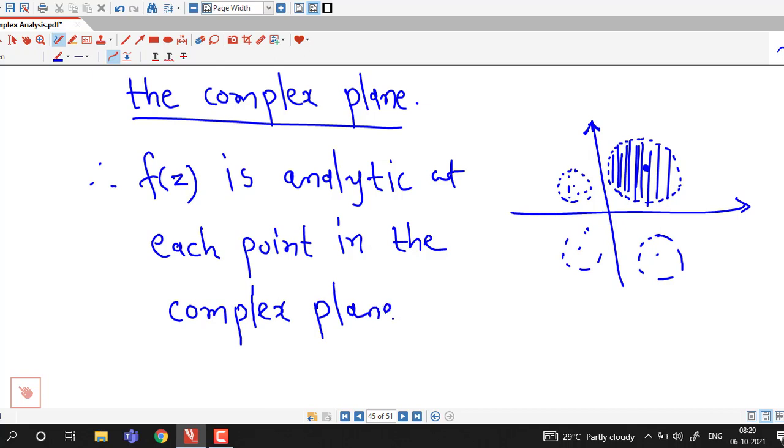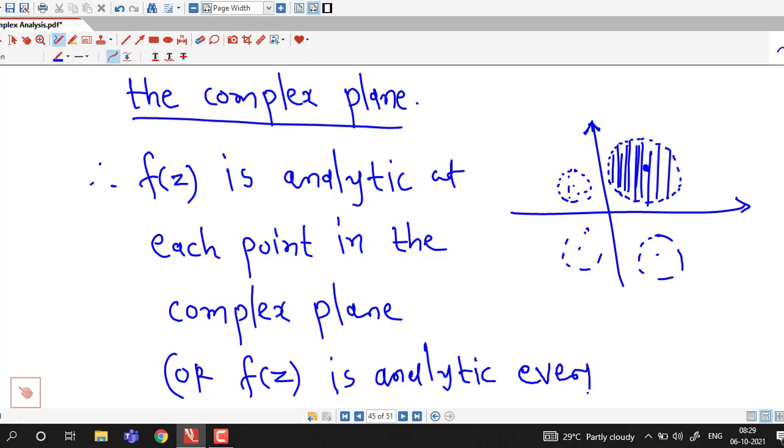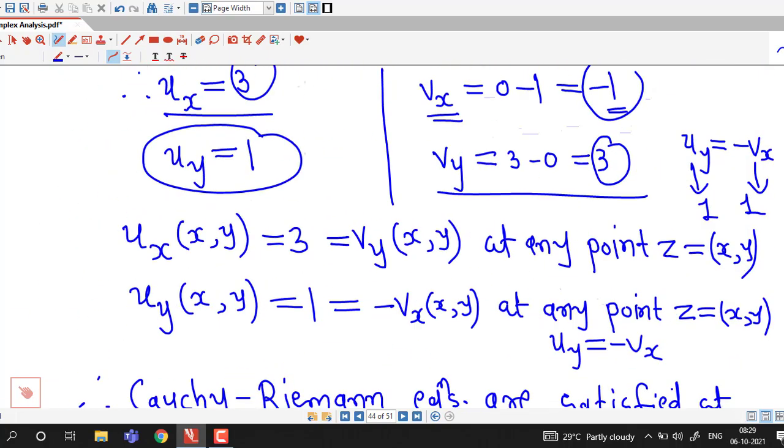In other words, f of z is analytic everywhere, and the function which is analytic everywhere is known as an entire function. So this function is an entire function.